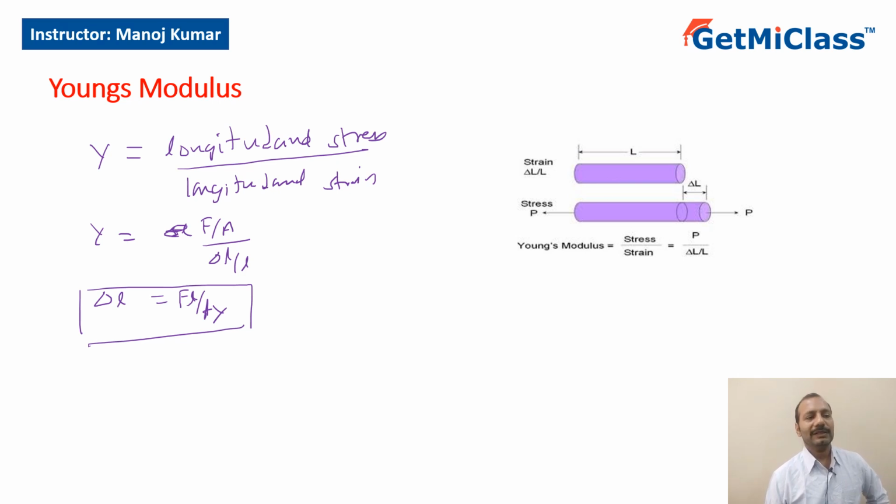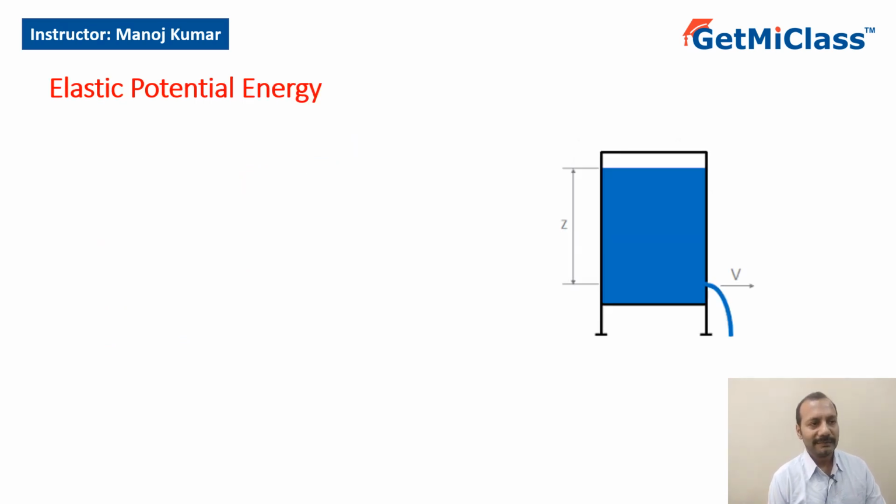So Young's modulus will have dimensions of pressure because strain doesn't have any dimensions. Now what does Young's modulus tell us? If an object has greater Young's modulus, it is difficult to change its length. And if an object has lower Young's modulus, then it is easier to change its length. So I can define Young's modulus to be the measure of opposition to change in length of an object. I hope you could understand. So that's what Young's modulus is.